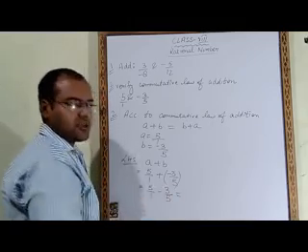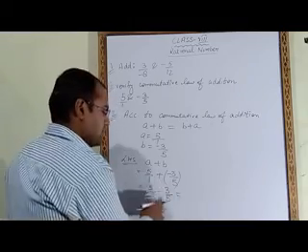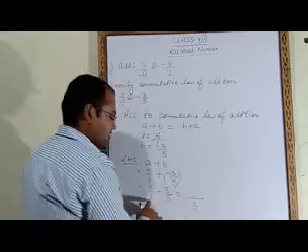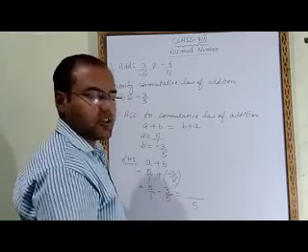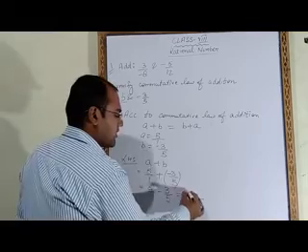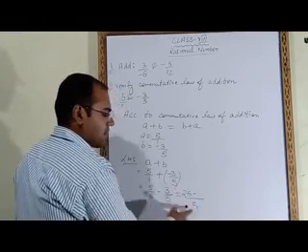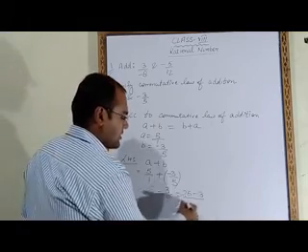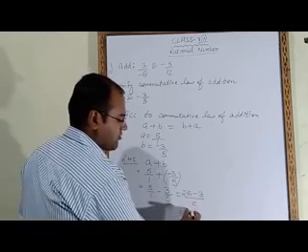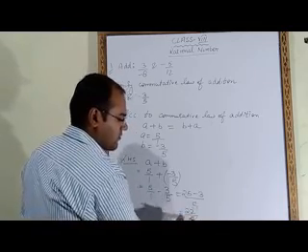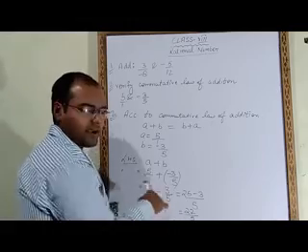Now what will be the next step? We will take the LCM. The LCM of 1 and 5 will be 5. 1 fives are 5, and 5 multiplied by 5 will be 25, minus 5 ones are 5, 1 into 3 will be 3. Now on solving it we will get 22 upon 5. This is the answer of the left hand side.